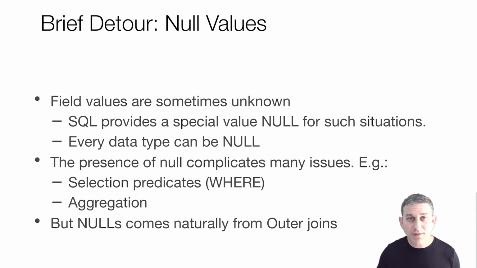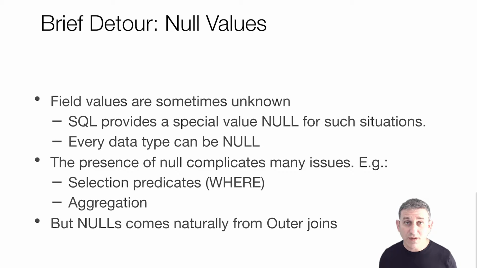Let's take a bit of time to talk about the null value in SQL. Sometimes we don't know what to put in a field of a tuple, and so we want to put in some value that means we don't know or it's unknown. And null is the value that SQL gives us for that. Every data type can have null values in a field. So integers can be null, text can be null, and so on.